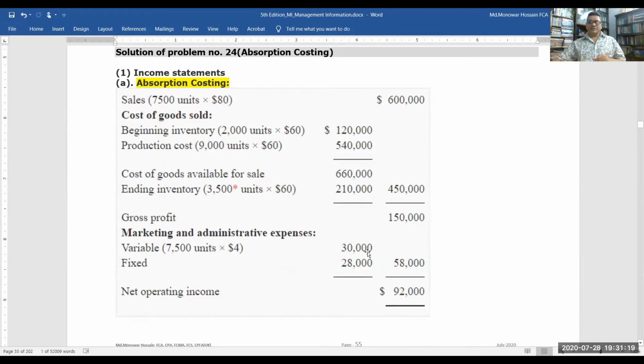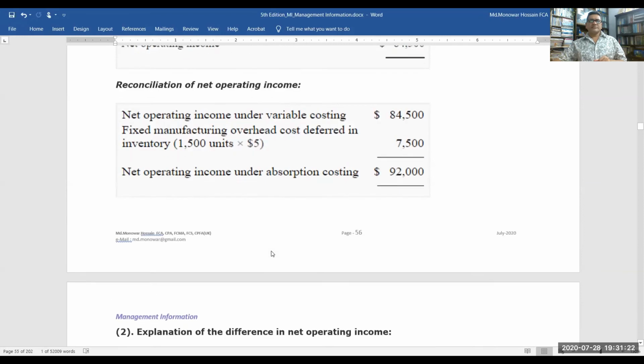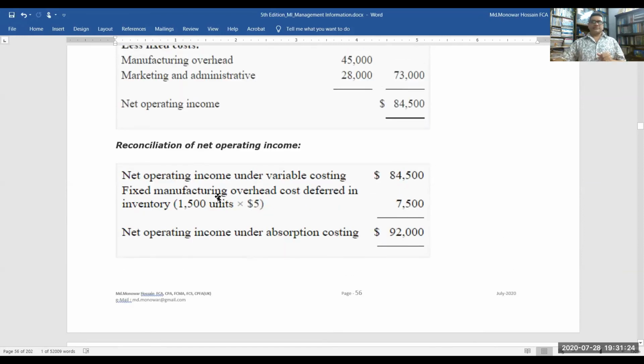So here is some difference. Why this difference? We have to reconcile it. How? Net operating income under variable costing is 84,500. The fixed manufacturing overhead cost differs in inventory: 1,500 units of inventory multiplied by 5 gives 7,500. If we add this 7,500 to the 84,500, we get net operating income under absorption costing of 92,000. So that is the reconciliation.